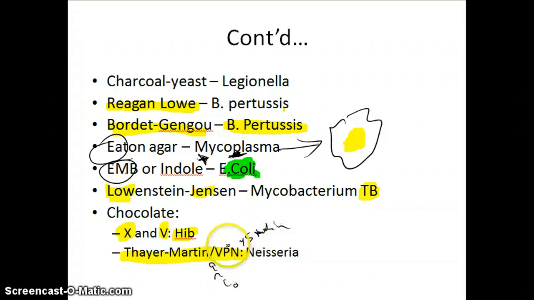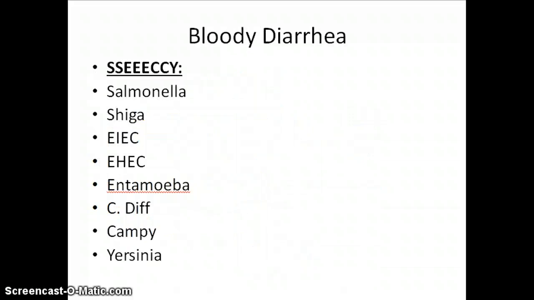And then your trimethoprim is going to be in here in this P zone, and so that's going to take care of most of your gram-negatives except for Neisseria. Give it VPN, still growing, it's Neisseria. Bloody diarrhea, get cheeky with it, okay?